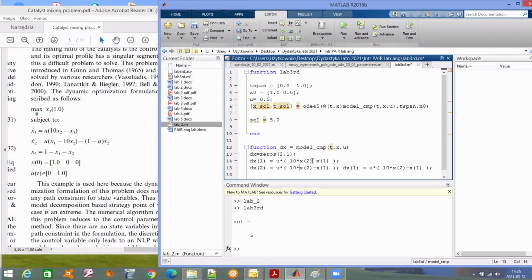Now we make our system of differential equations. First equation, second one, x1, then x2 minus 1 minus u times x. Hopefully it's enough in this part.